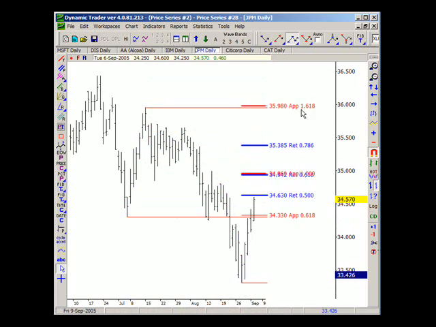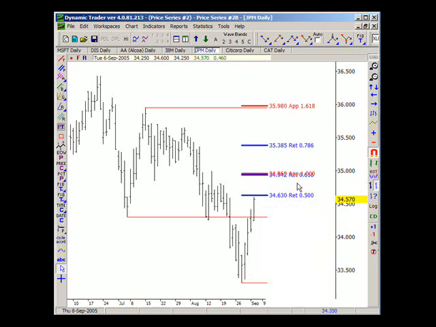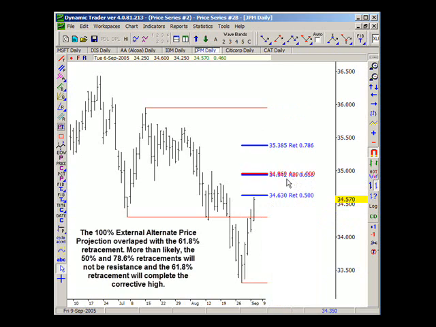And I did the 62, 100, 162. We always focus on the 100% external alternate price projection. So I just took off the 62 and the 100. And once again, look where the 100% external alternate price projection fell. Well, it fell within a tick or two of the 62% retracement.